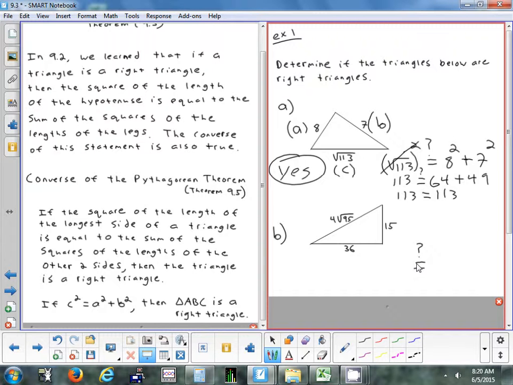All right, so Alyssa, can you fill in my formula to check if this is a right triangle?